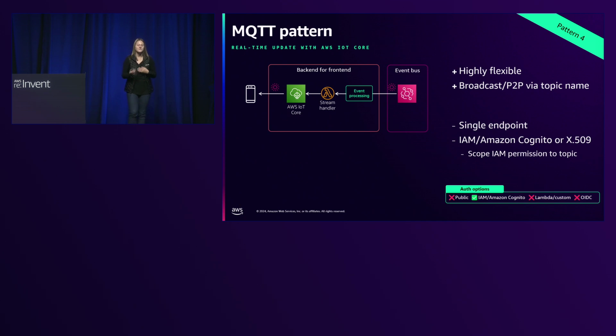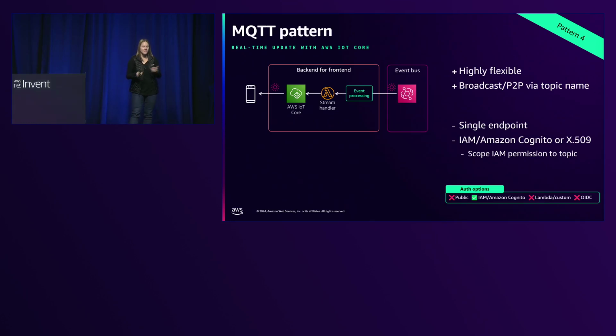This flow is very, very flexible in the sense that you can create as many topics as you want. And broadcast and point-to-point is just as easy as the namespace example. You just define different topics for broadcast and for point-to-point workflows.